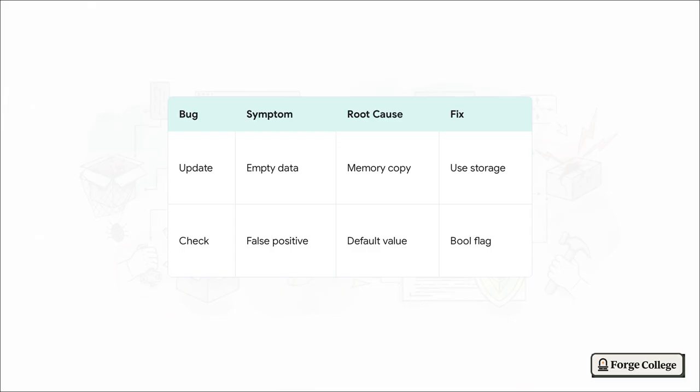So, see empty fields? Well, your root cause is probably a memory copy, and your fix is using a storage reference. Seeing false positives? Your root cause is likely numeric defaults, and your fix is a Boolean flag. It's just a perfect one-to-one translation from symptom straight to syntax.